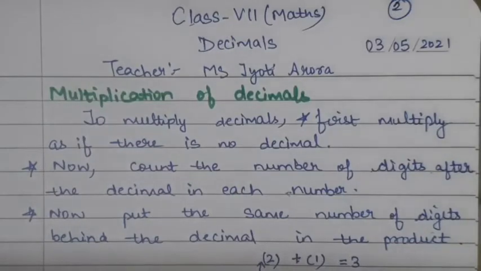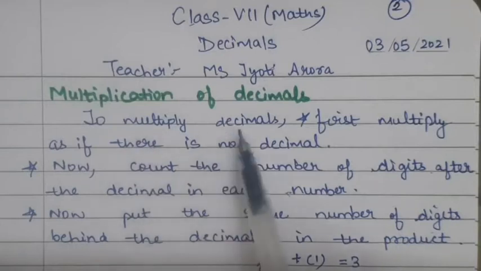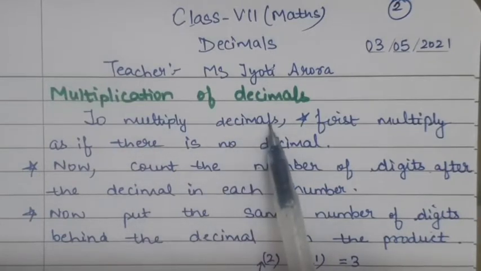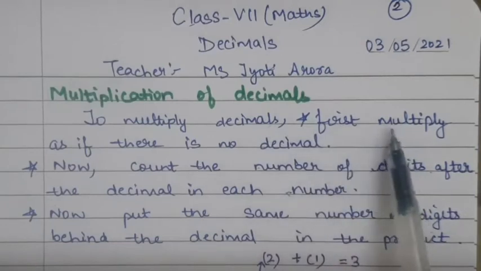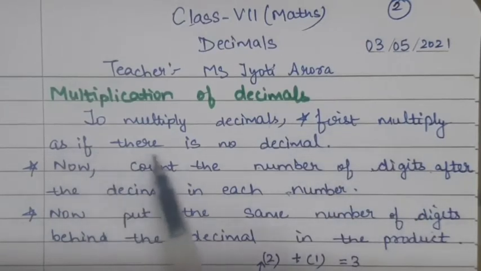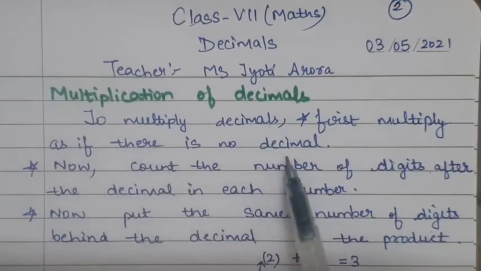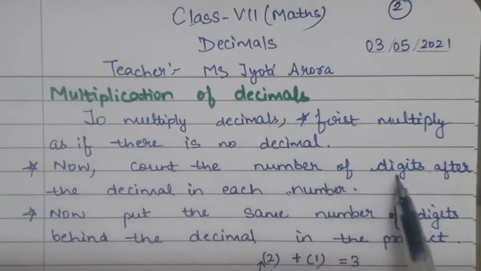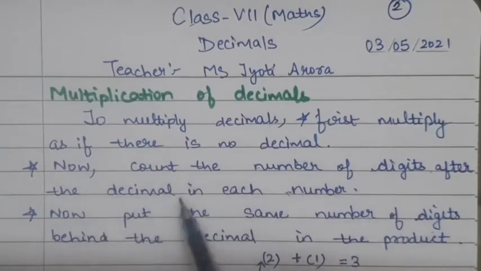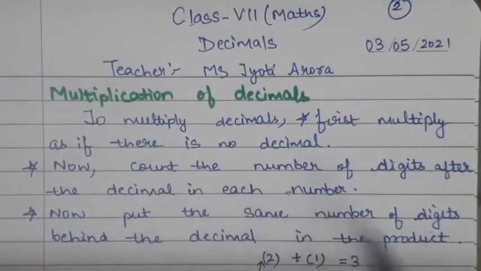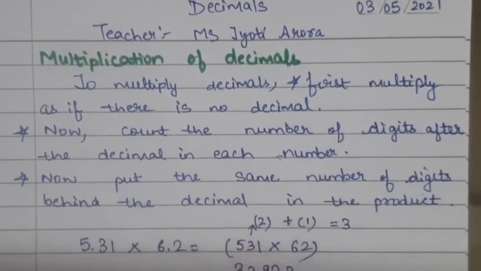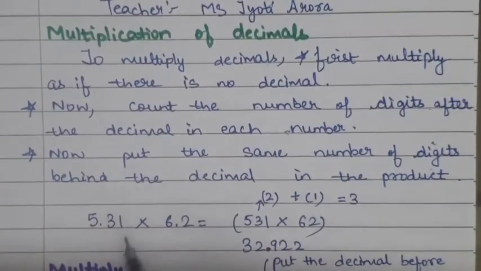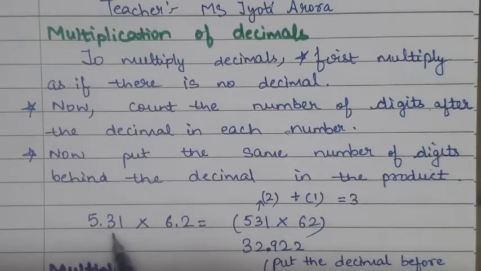Now let us discuss the multiplication of decimals. To multiply the decimals, what is the rule? First of all, multiply as if there is no decimal. Now count the number of digits after the decimal in each number. Let us discuss it with the help of an example. Suppose we have to multiply 5.31 and 6.2.